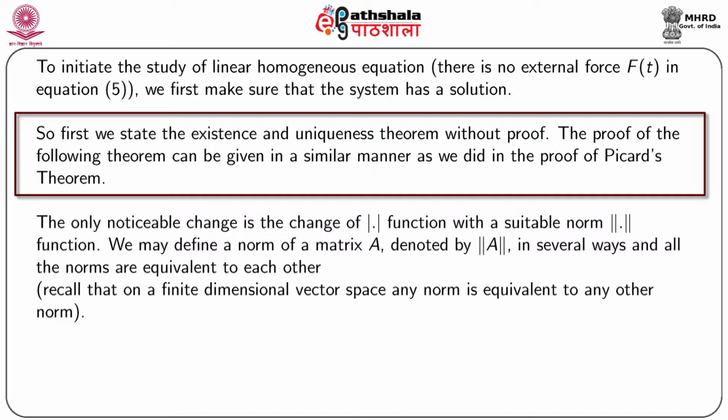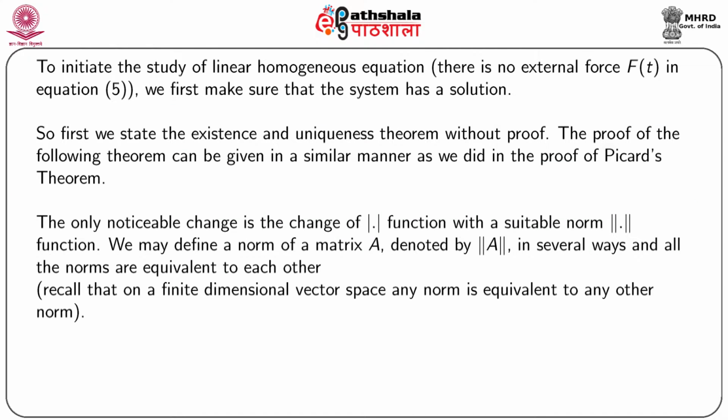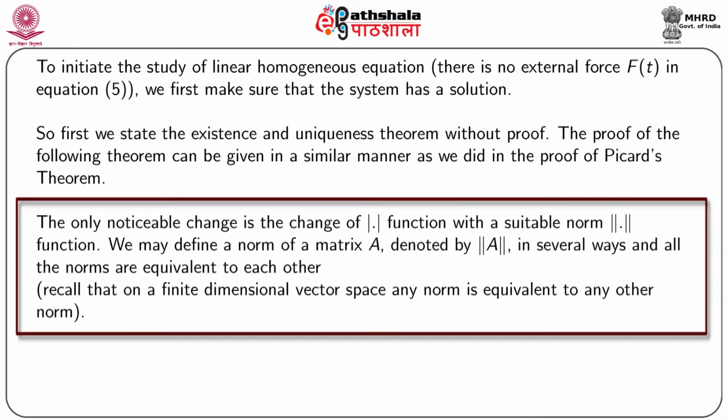So, first we state the existence and uniqueness theorem without proof. The proof of the following theorem can be given in a similar manner as we did in the proof of Picard's theorem in previous chapters. The only noticeable change is the change of the modulus function with a suitable norm function. We may define a norm of a matrix, denoted by norm A, in several ways, and all the norms are equivalent to each other.